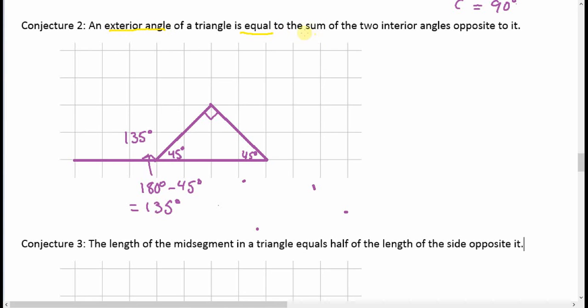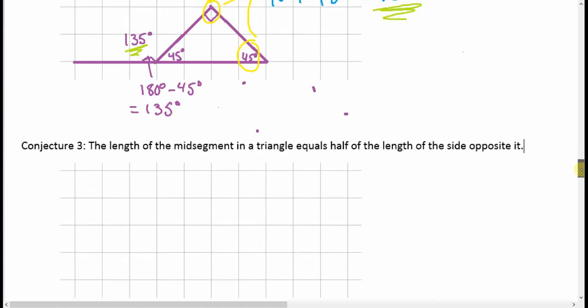Okay, so this is some information we know about this triangle, and we're trying to support that the exterior angle is equal to the sum of the two interior angles opposite it. So here are the two interior angles, and what do they add up to? Well, they add up to 90 degrees plus 45 degrees. Okay, so 90 and 40 is 130, and then another 5, 135 again. That's great. So we just supported the conjecture because that exterior angle is equal to the sum of the two interior angles opposite it. And this is always true for any triangle.